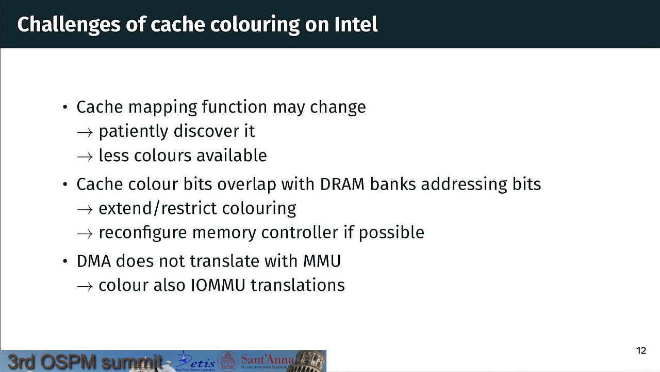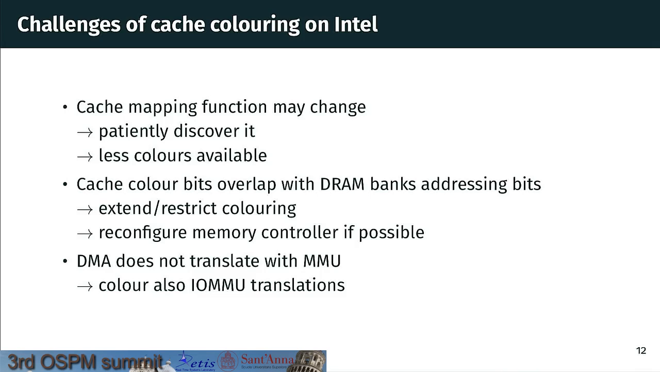I would like to tell you about a couple of challenges that we are facing in this effort. This is, I think, a nice venue to have feedback. So there are a few challenges that are related to x86. One is the fact that the mapping function may change from one hardware to another. So I think here the only solution is to patiently find what we can do and perhaps make use of not 16 or 32 colors, but just 4.